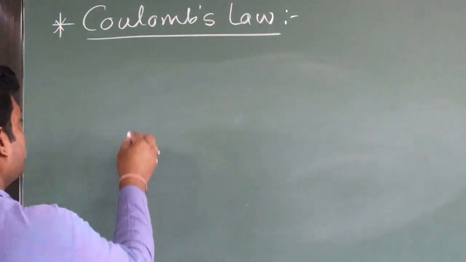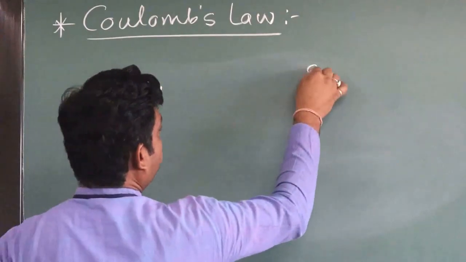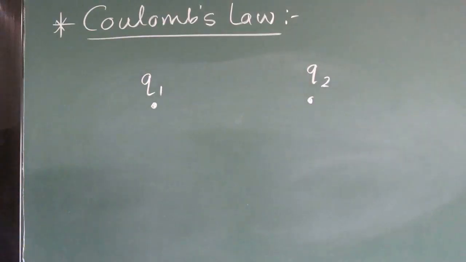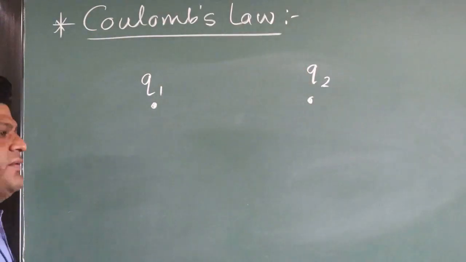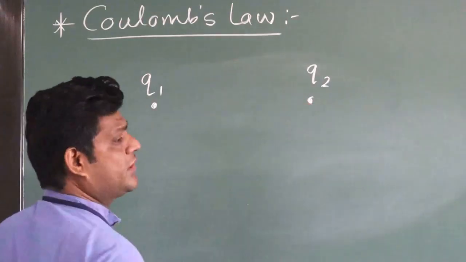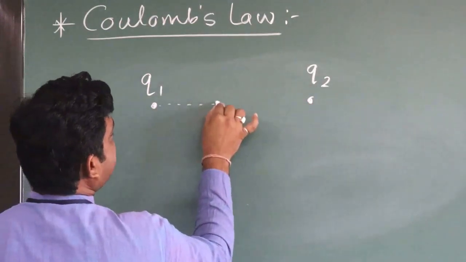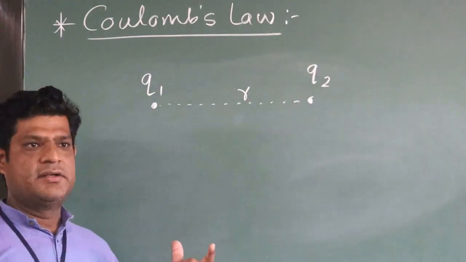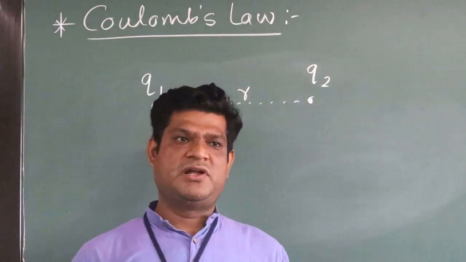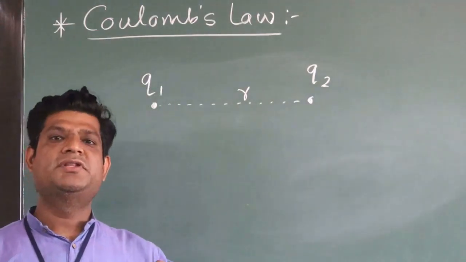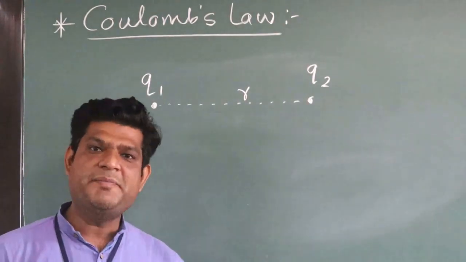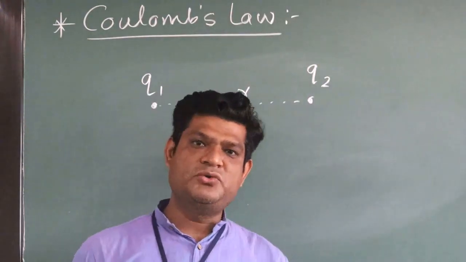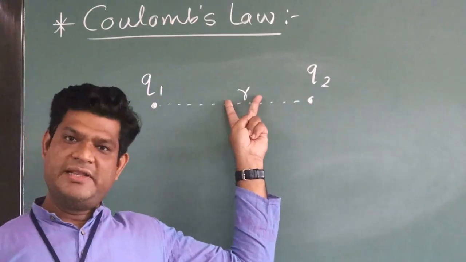Now see, Q1 and Q2 are the two charge particles, maybe positive, maybe negative, maybe both positive or both negative, whatever, don't worry. They are separated by some distance, suppose r. So Coulomb's law states that the Coulombian force between these two charge particles is directly proportional to the product of their charges and inversely proportional to the square of the distance between them.